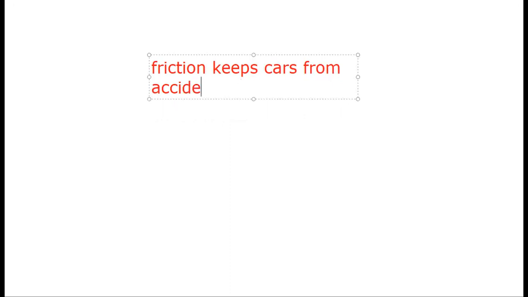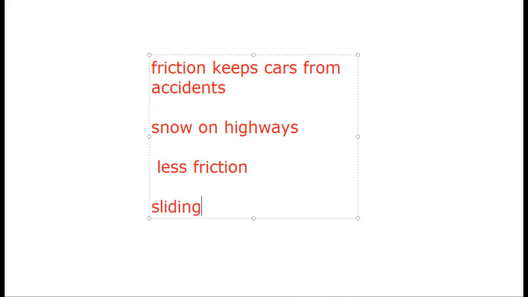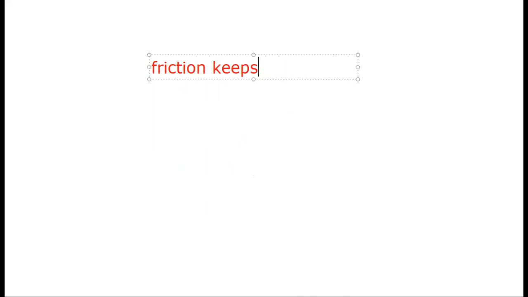Friction, by the way, keeps cars from accidents, because it slows cars. And for this reason, when there is snow on roads or on highways, it can cause accidents. Do you know why? Because when there is a lot of snow on the road, that means we have less friction. So when there is less friction, this will cause sliding, which causes accidents.